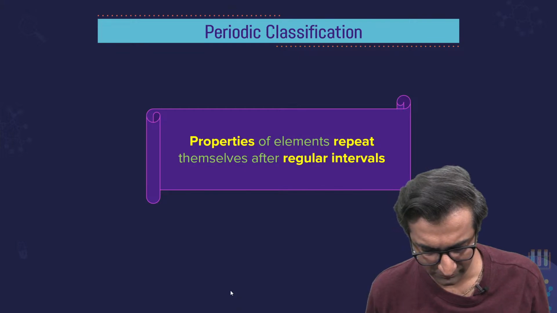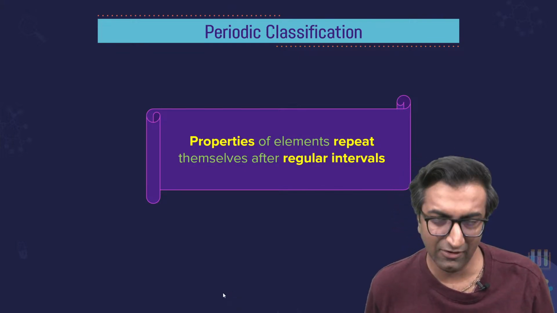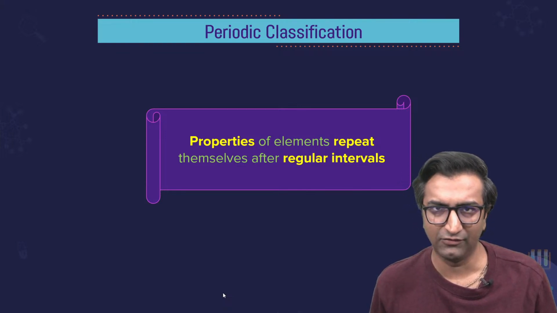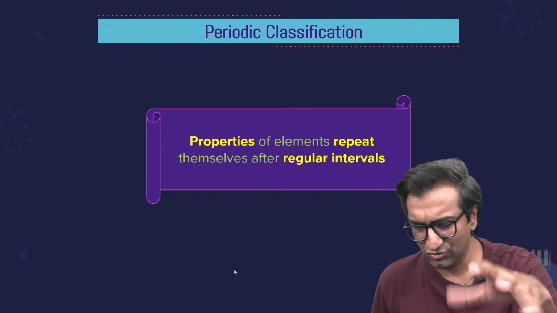are going to do today. The general idea is that we place elements in a way that their properties repeat each other, so that we can draw a common thread and see that, okay, maybe some reaction will happen, some reaction won't happen.